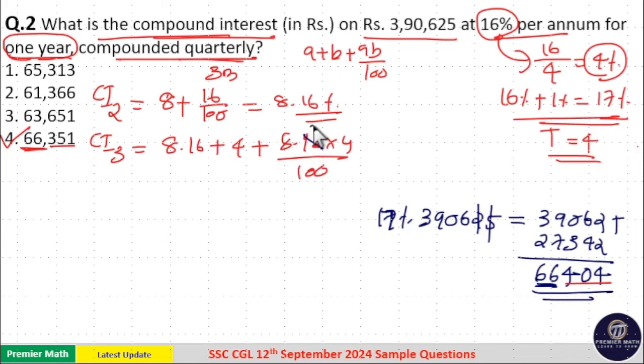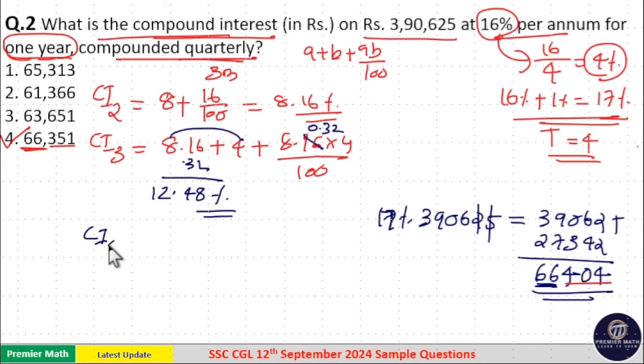So 32 by 100 is 0.32. Now add this 0.32 here. Now you will get 8 plus 4 is 12. Now 12.32 plus 16 is equal to 48. That is 12.48% for 3 quarters.